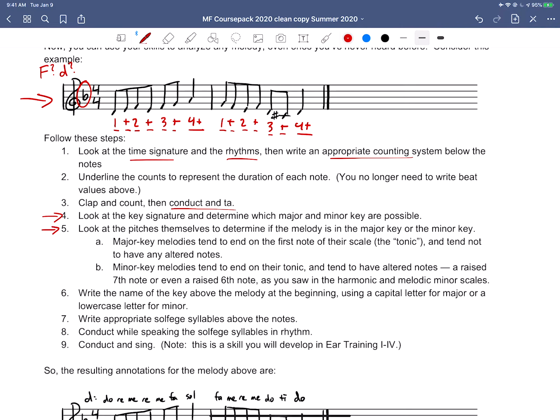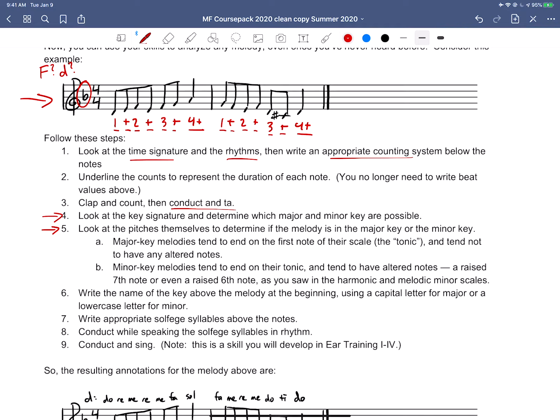Now, this is where we're going to play detective a little bit. We're going to look at the notes themselves in the piece to figure out if we're in the key of F major or if we're in the key of D minor. And believe it or not, you can tell this just from the notation. You don't have to hear the piece to determine whether it sounds happy or sad. You can actually look at the notes themselves.